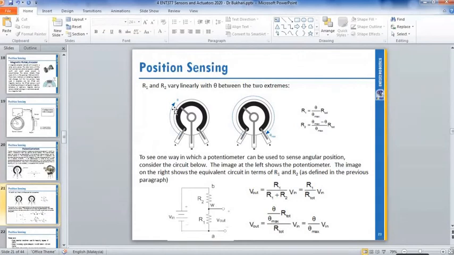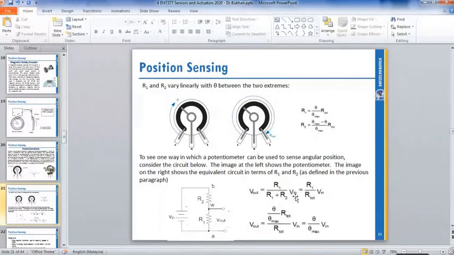So when you turn it, the wiper will increase the resistor value. If you rotate 90 degrees, then you will find that your resistor will be 500 ohm, top and bottom. So the output voltage should be divided by 2.